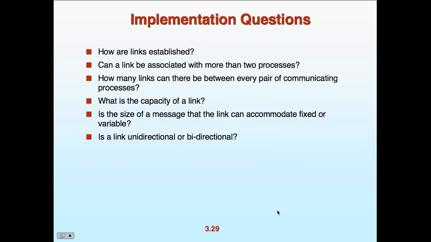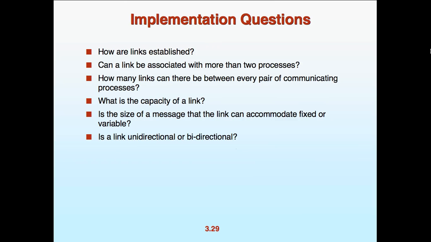And here are some implementation questions to consider, because it's really all dependent upon this. How are the links going to be established? Are you going to send messages? Are you going to put up a bulletin board? Send out email? How's that going to work between the two processes? And can a link be associated with more than two processes? Can you have one process that sends a message out to 200 of them? How many links can there be for a given pair of communicating processes? And what's the capacity of the link?